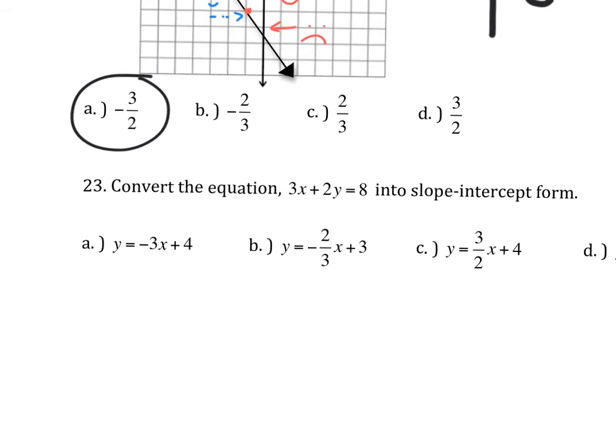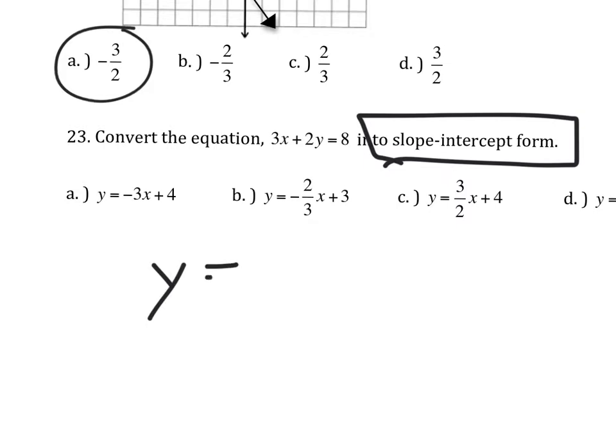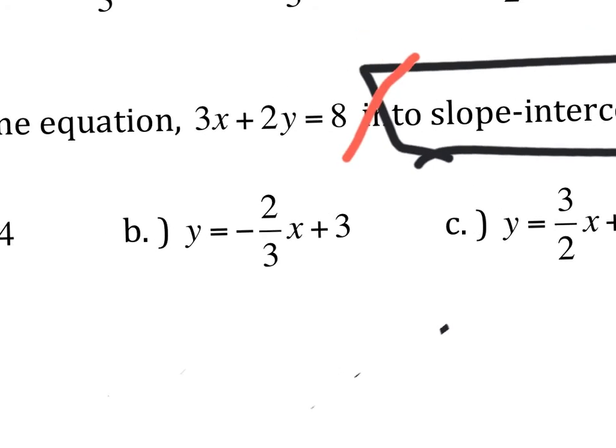23. Convert the equation into slope-intercept form. Slope-intercept form. Makes me think of a really popular rock song called Y equals mx plus b. Slope-intercept form, set me free. Now, if I really want to get into y equals mx plus b form, dang it, I'm going to have to get y by itself. I'm going to have to get it so it's y equals.